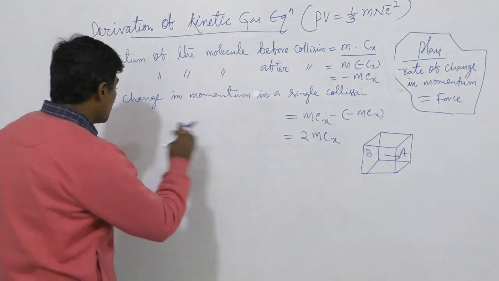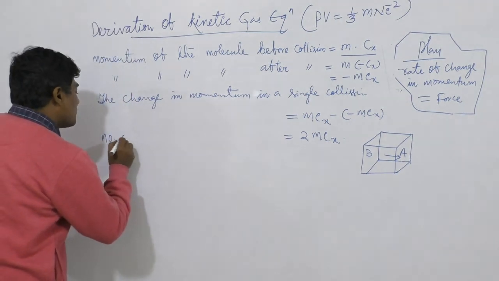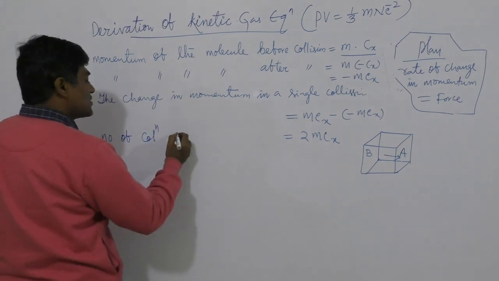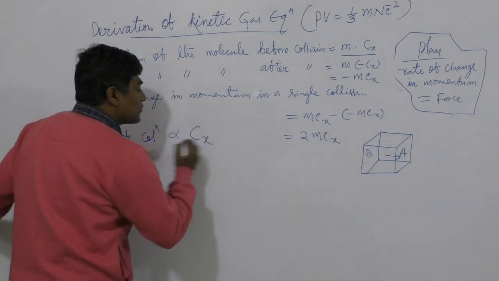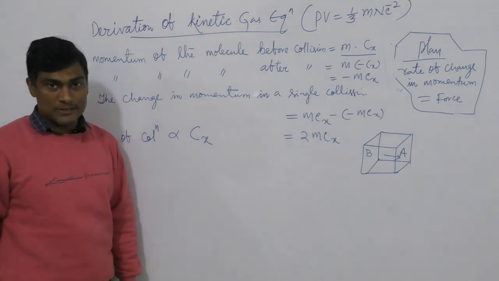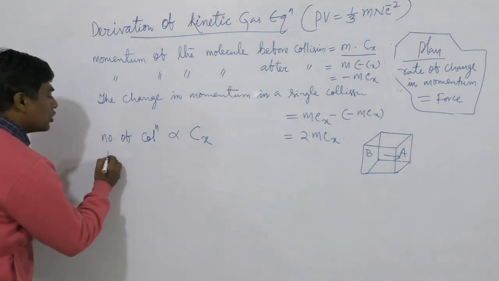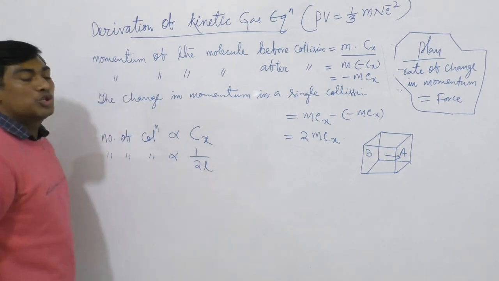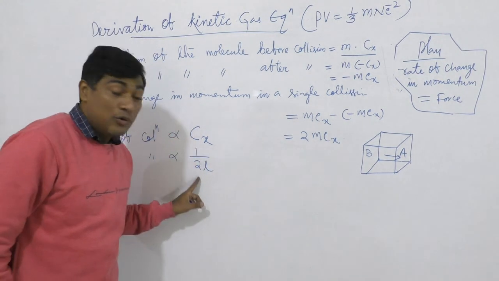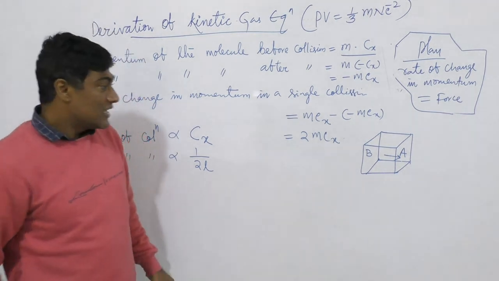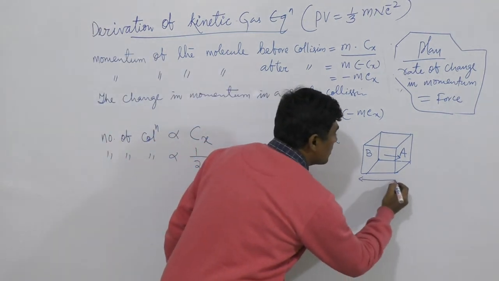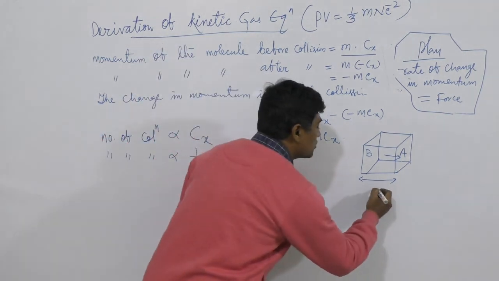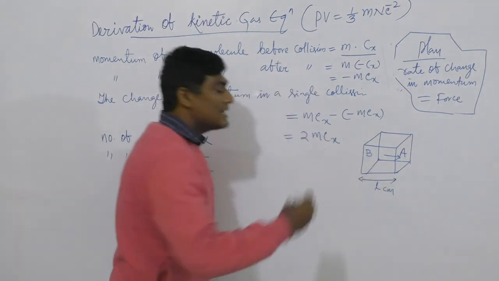So we can write that the number of collisions is directly proportional to the velocity in the x direction, cx. Similarly, the number of collisions is inversely proportional to the distance 2L. How did we get this 2L? You see, each side of the cube has been considered to be L centimeter.